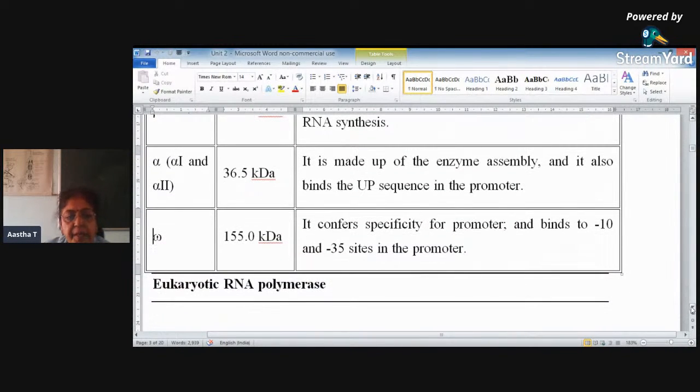Omega is 155 kilodaltons, its molecular weight. It confers specificity for the promoter, that is, where exactly the promoter should bind. And usually this binding takes place upstream, at the -10 and -35 sites in the promoter.